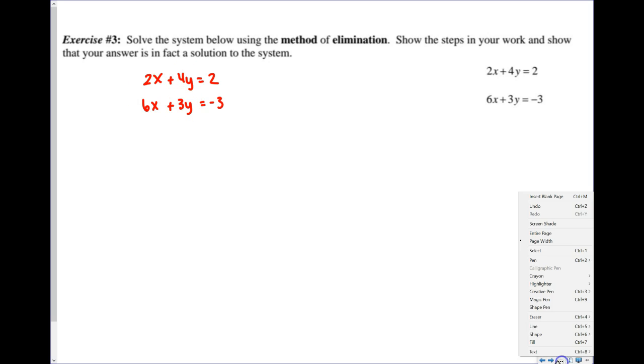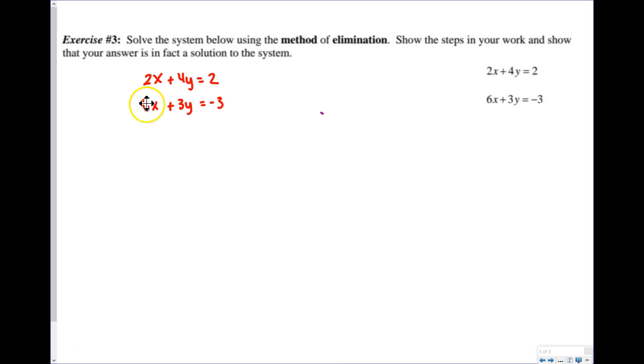So we have to do a trick, and the trick is to turn one coefficient into an opposite of the other. Can I turn a 4 into a 3 by multiplying? Not really. There's nothing times 4 that will give me 3. But is there something times 2 that could give me a 6? Yeah. If I multiply this equation by negative 3, let's take a look and see what happens.